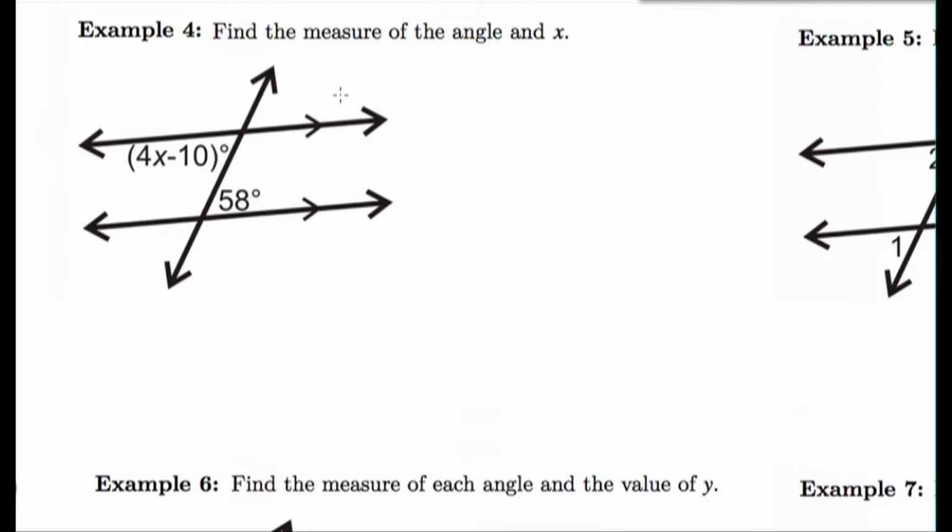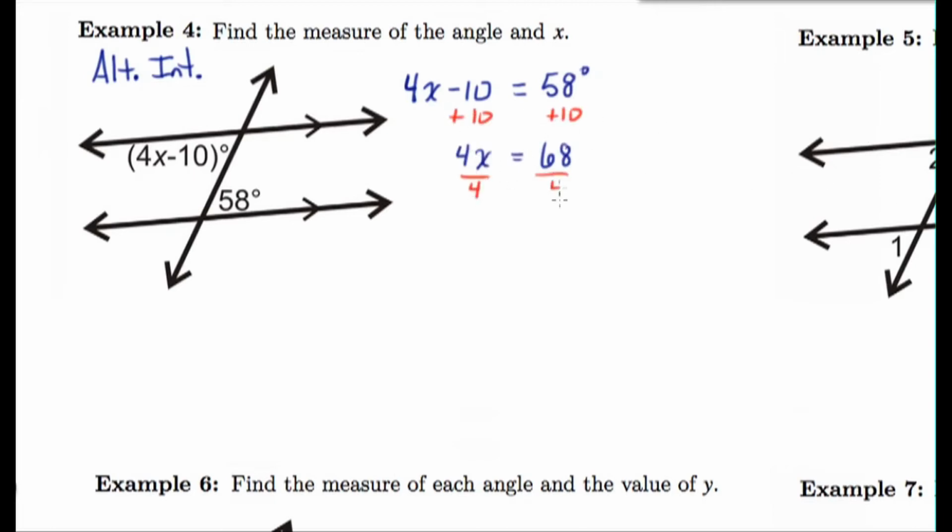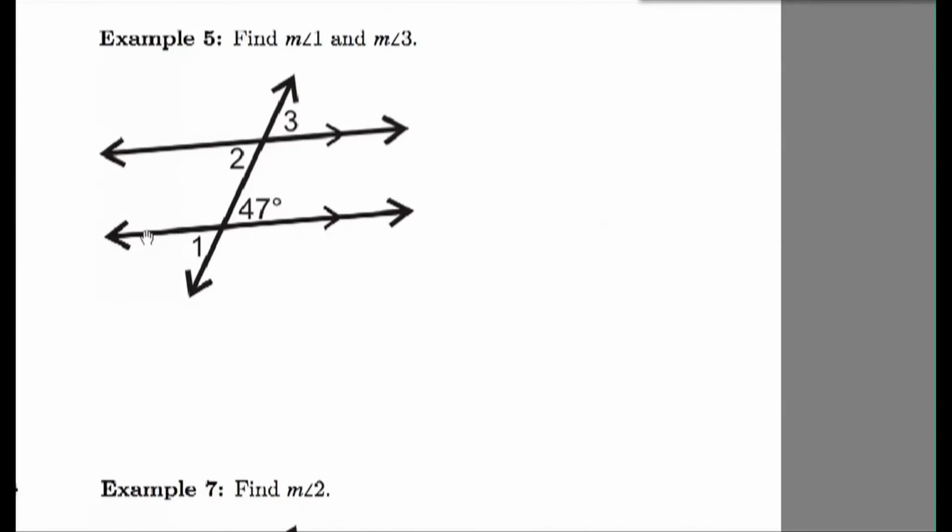Find the measure of the angle and x. So we look at these two angles and we see that these are alternate interior angles, and we have two parallel lines and a transversal, so they are congruent. So I can set it up as 4x minus 10 equals 58. Solve for x. It's a two-step problem, and I get x equals 17. Now I can substitute that back into the problem, but I'll see that the other angle will also be 58.